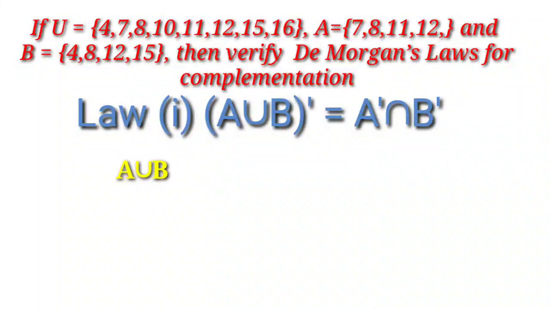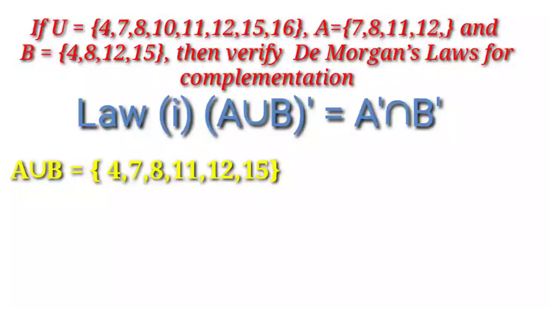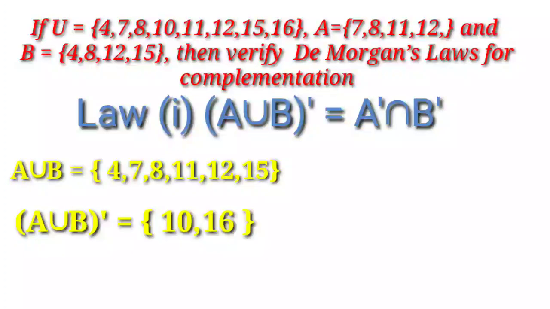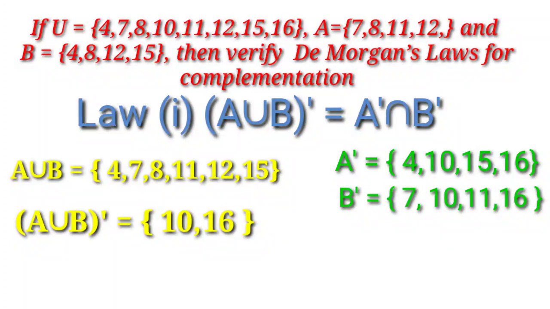For the left hand side, first we are going to find A union B. So all the elements from A and B are 4, 7, 8, 11, 12 and 15. Then A union B whole dash gives 10 and 16. For the right hand side, first we are going to find A dash. Here A dash is equal to 4, 10, 15 and 16. Then B dash is equal to 7, 10, 11 and 16.